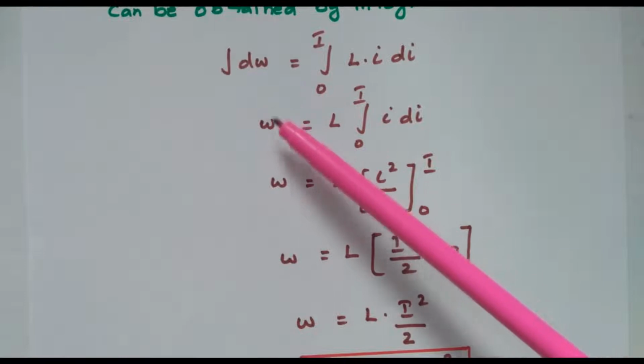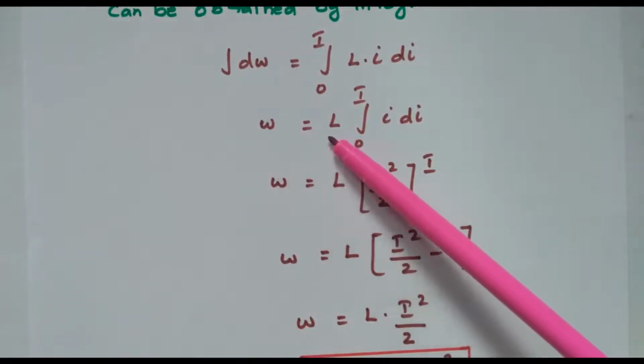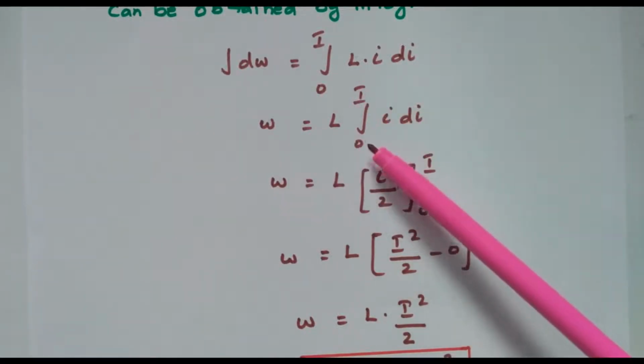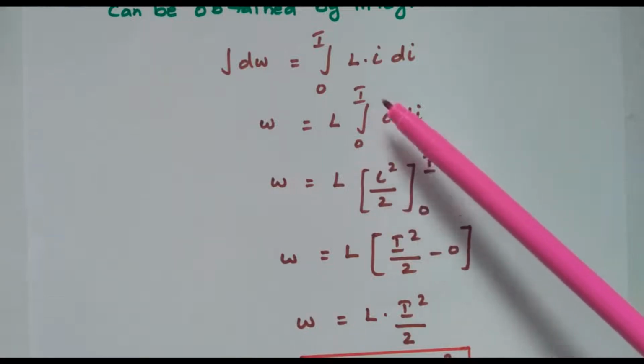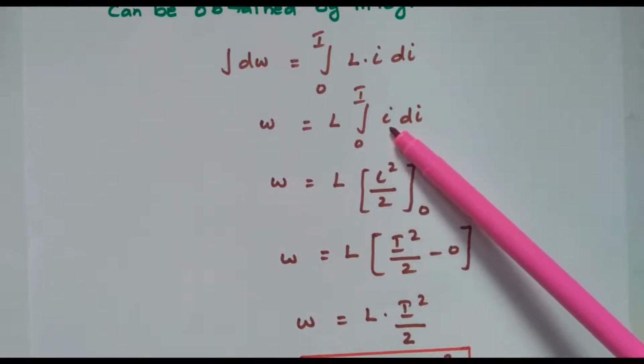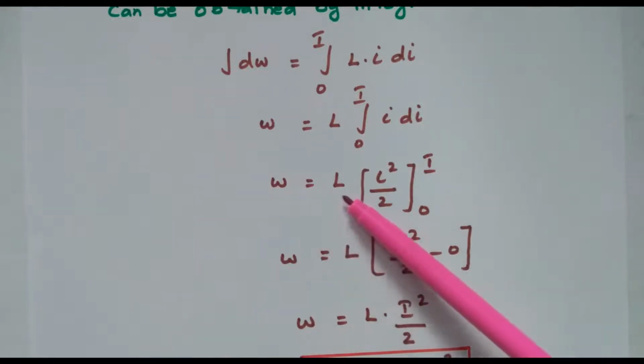So integral dW equal to W. L is constant, only we need to integrate 0 to I, I dI. We need to integrate only I. So W equal to L.